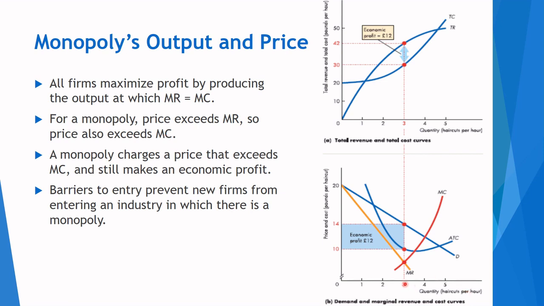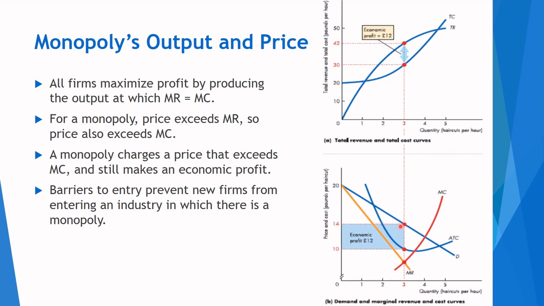How do we find the price? We find the profit maximizing level of output. From there, we find the corresponding level of output, which is 3. We go all the way up to the demand curve and we trace the price. The price this monopolist is charging for every haircut at the profit maximizing level of output. This monopolist is charging £14 at the profit maximizing level of output, which is 3. A monopoly charges a price that exceeds marginal cost. So your marginal cost and your marginal revenue is somewhere over here, right? But the monopolist is charging £14, which is way above that.